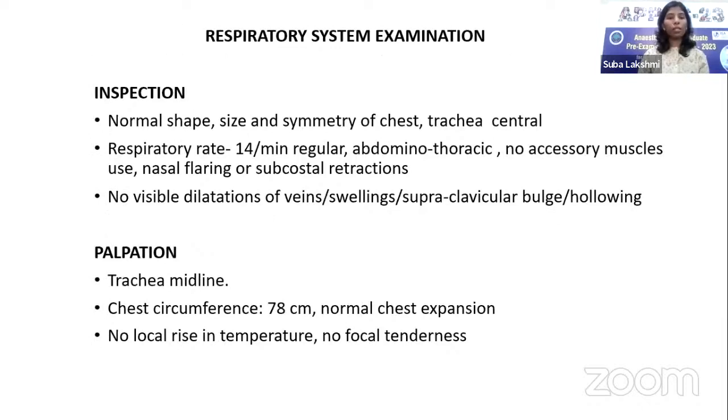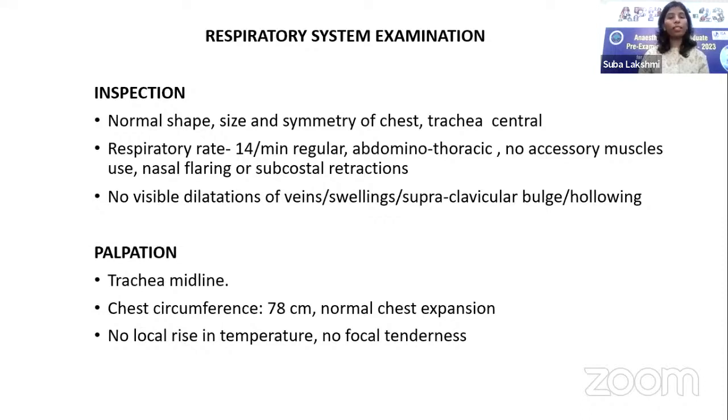Respiratory system examination, inspection. Chest is normal in shape, size, and symmetry. Trachea is central. Respiratory rate is 14 per minute regular. Abdominothoracic. No accessory muscle use, nasal flaring, or subcostal retractions. No visible dilatations of veins, swelling, supraclavicular bulge, hollowing.